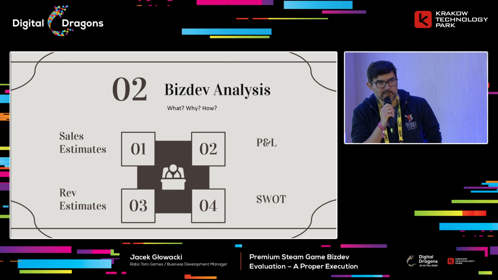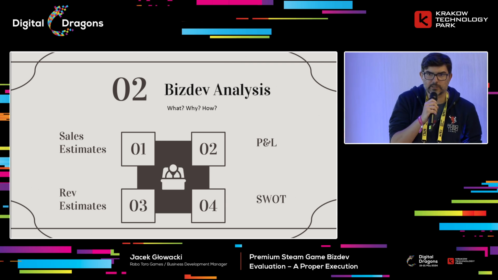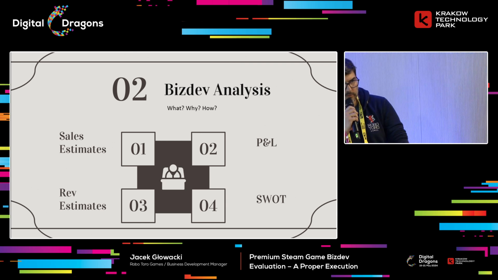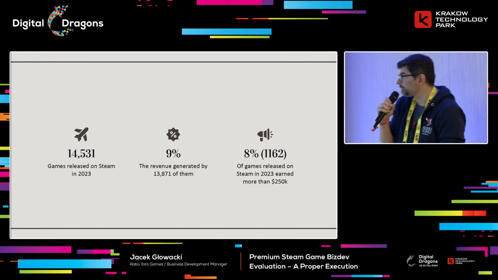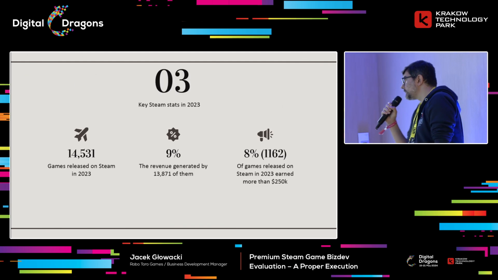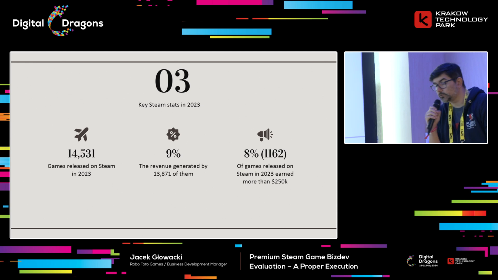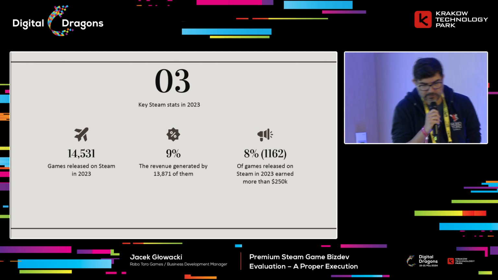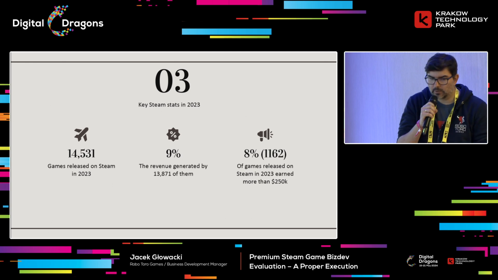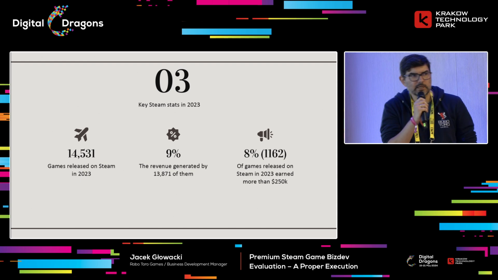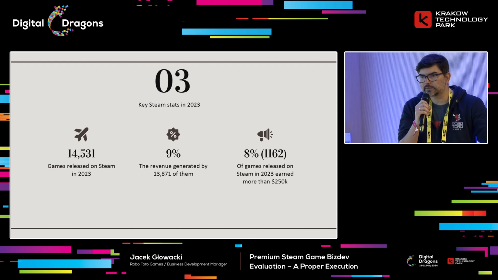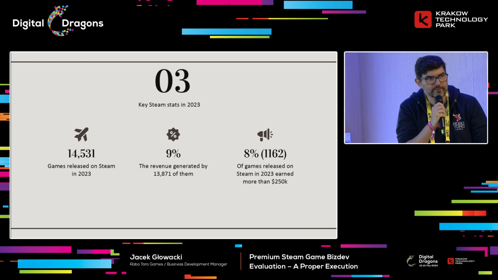So you'll be able to see how many copies or how much money you have to earn to get to this point, which we call break-even. Now, I mentioned that there are some terrifying Steam stats coming from 2023. We all know that on Steam, every single year, thousands of games appear, the competition is fierce.